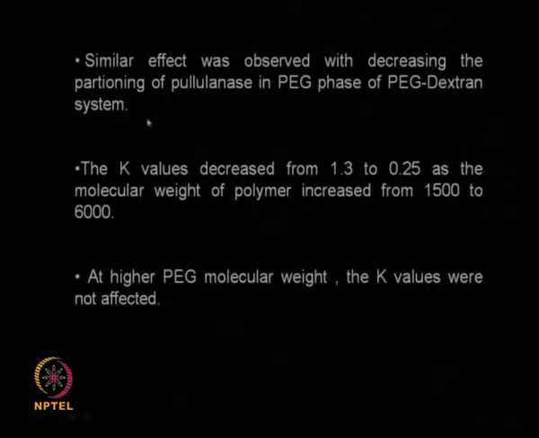Another example, suppose you want to partition pullulanase, an enzyme, in a PEG phase containing PEG dextran. So the K values decrease from 1.3 to 0.25 as the molecular weight of the dextran is increased from 1500 to 6000. So at higher PEG molecular weight, the K value decreases. That means I can reduce the solubility of the enzyme in that phase by adding higher molecular weight biopolymer.